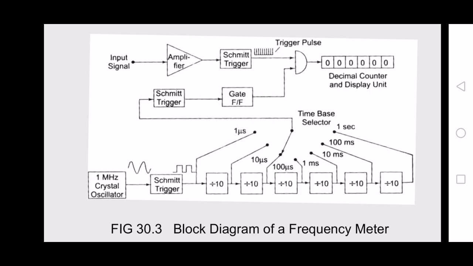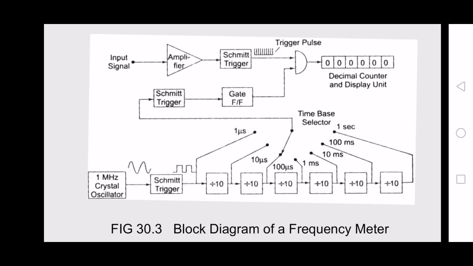Now the trigger pulses of the input signal. Whenever we give the enable signal to the AND gate through the gating flip flop, the trigger pulses of the input signal are allowed to pass through the gate for the selected time period t. That selected time period t is given by the time base selector, and the pulses passing through will be counted.